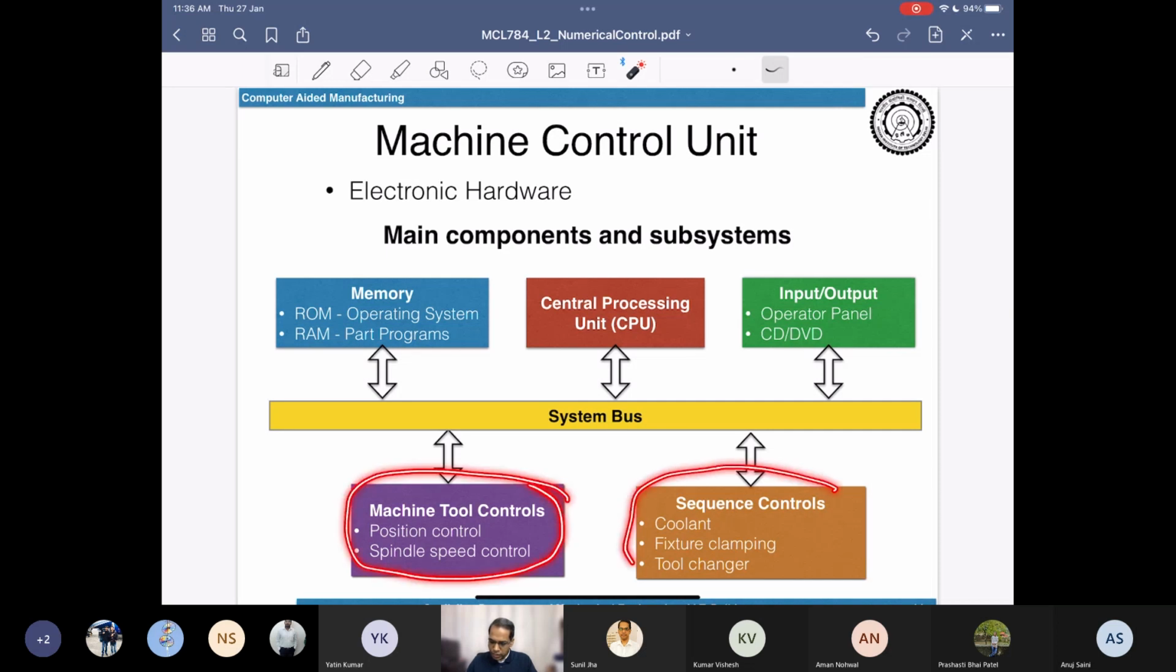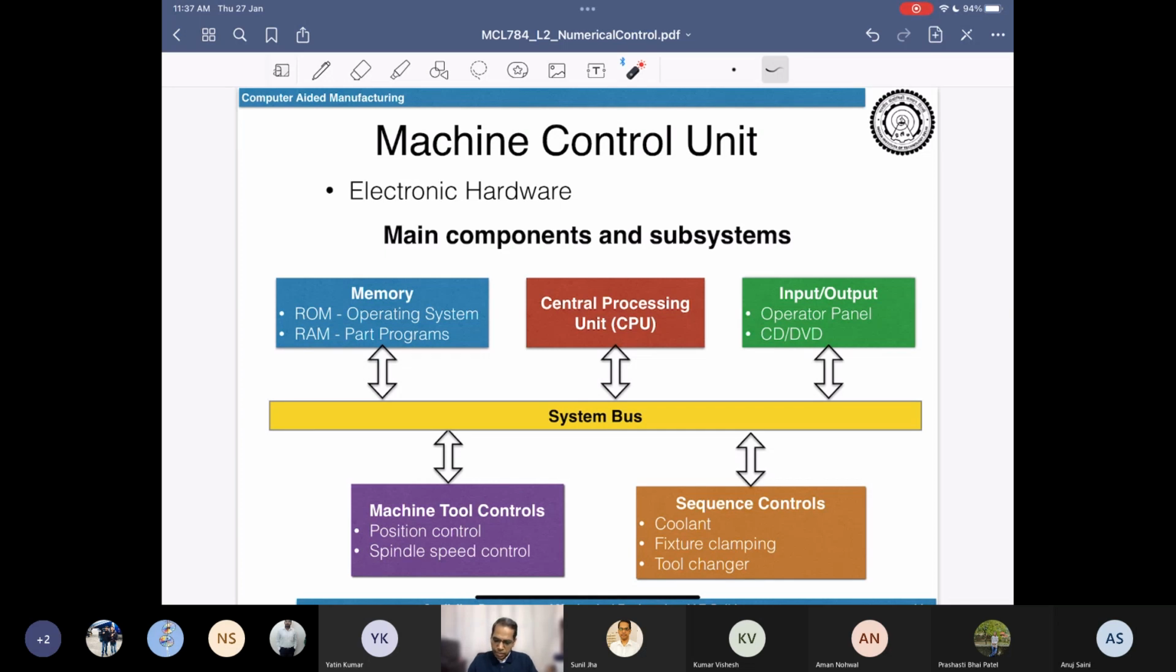And then you have certain sequence control operations, just like coolant on and off, fixture clamping on and off, and the tool changers. Basically, the ATC is supposed to move to certain positions, and then you have to identify the tool, take out the tool and change the tool. So all these operations are the sequential control operations.